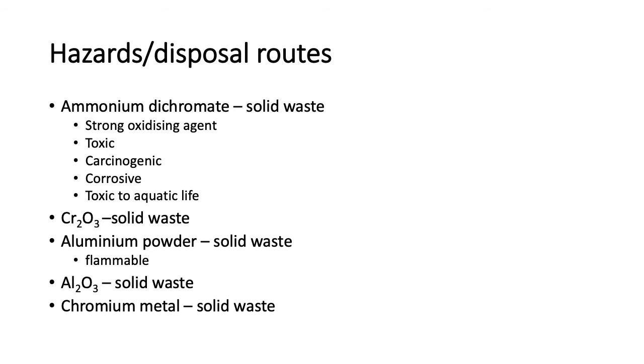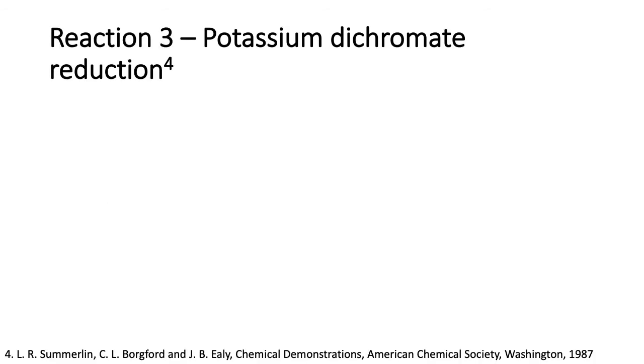The cost of these chemicals: ammonium dichromate, I saw you can buy about 500 grams for about £45. It's not too bad. Chromium metal.